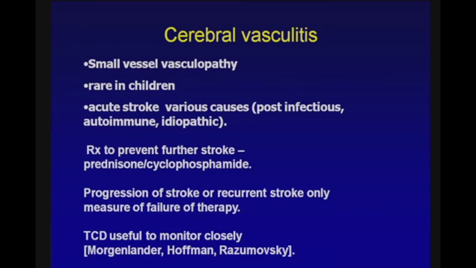One can also use transcranial Doppler to assess for cerebral vasculitis. This small vessel vasculopathy is somewhat rare in children, but can cause acute stroke. Using transcranial Doppler, one can try to prevent further stroke by treating with prednisone or cyclophosphamides. One can also follow progression of stroke with TCD.